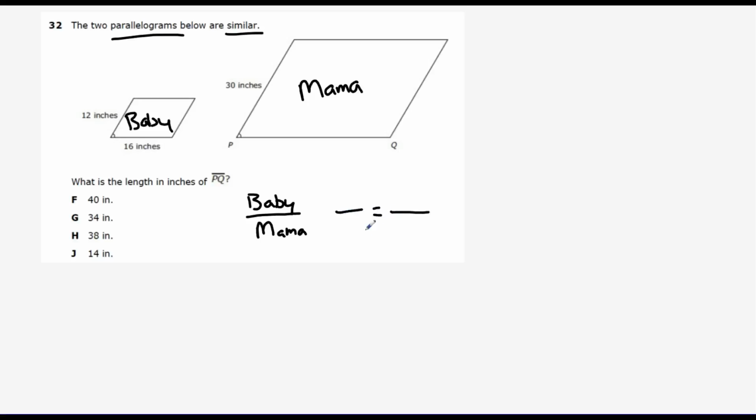Here's my proportion, two equivalent ratios. So now all I have to do is I pick a side from the baby shape. I'm going to say 12. And I'm going to find what does that correspond to in our big shape, which is 30. Okay. Then I pick another side from the baby shape, which is 16.